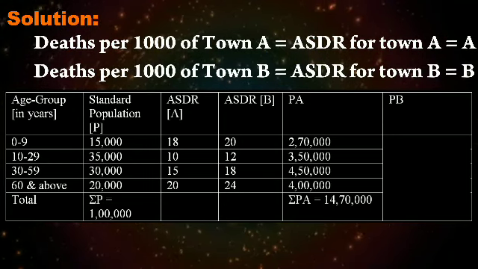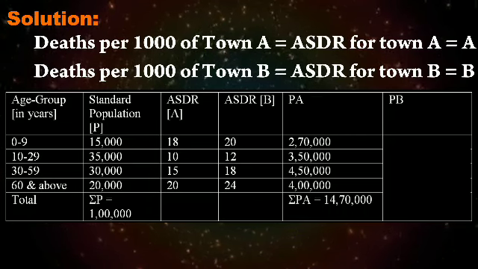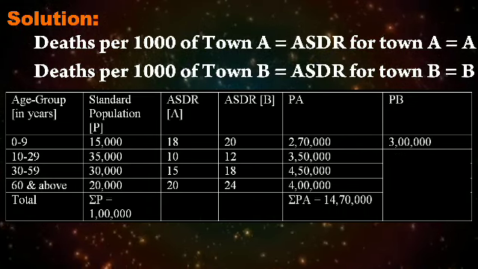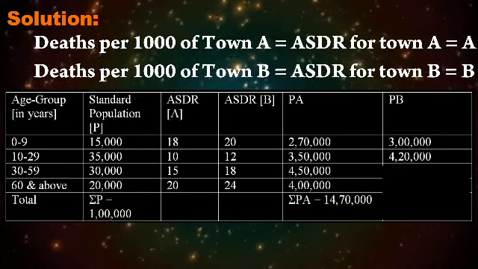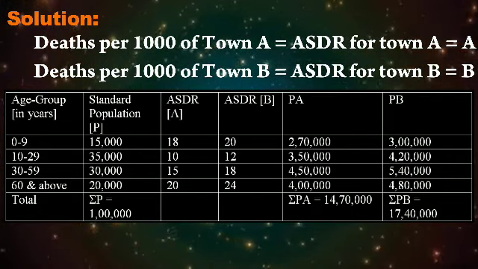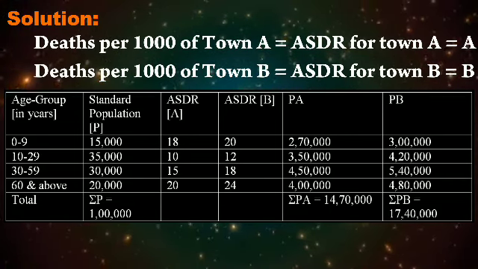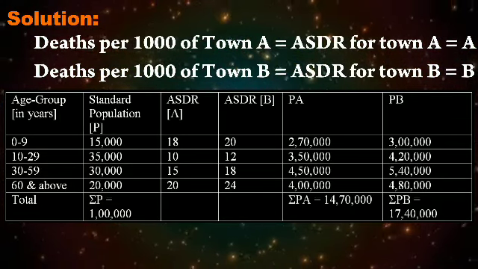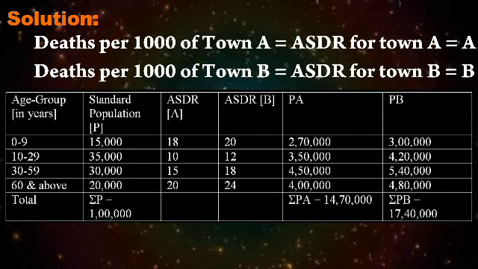Similarly, find PB, that is 15,000 multiplied by 20. Find the value. Next value, 35,000 multiplied by 12. Get the answer. Similarly, compute the values for the other two age groups and find the sum total of PB. After that, find the total of standard population, which is 1 lakh. Find the total of PA, which is 14,70,000. Find the total of PB, which is 17,40,000.